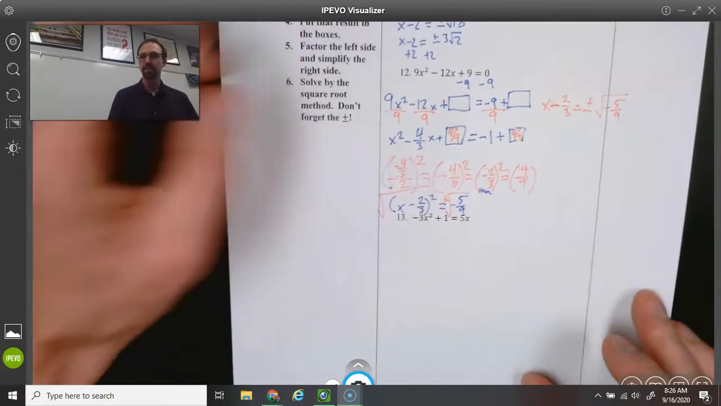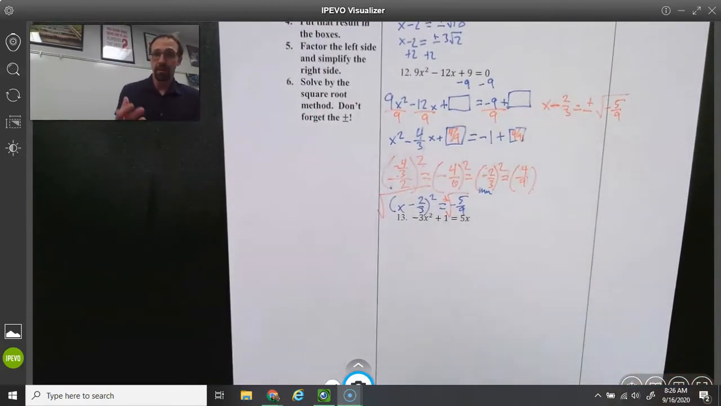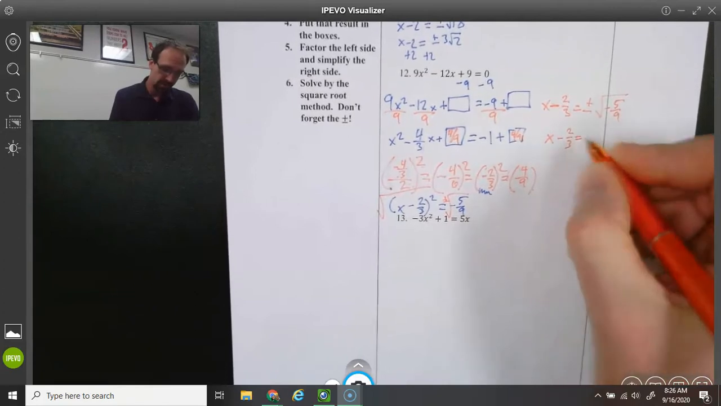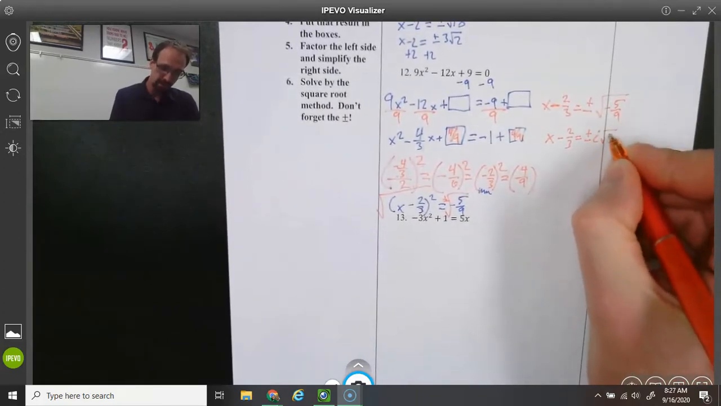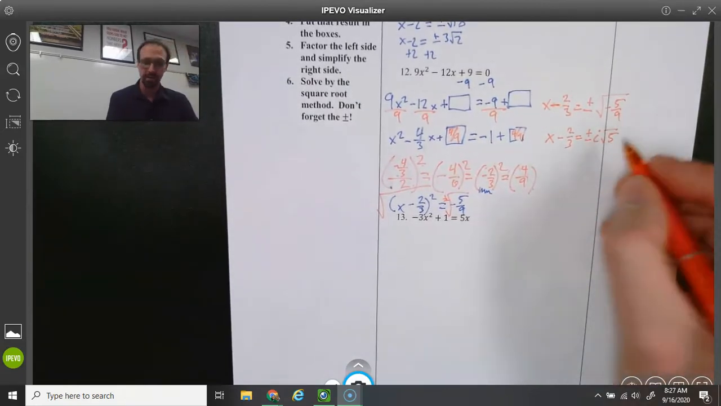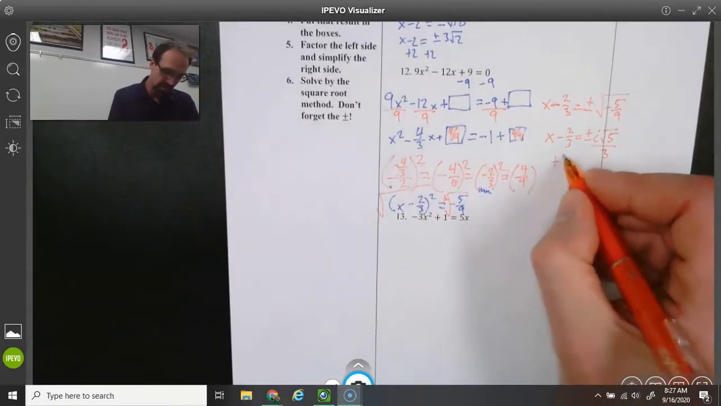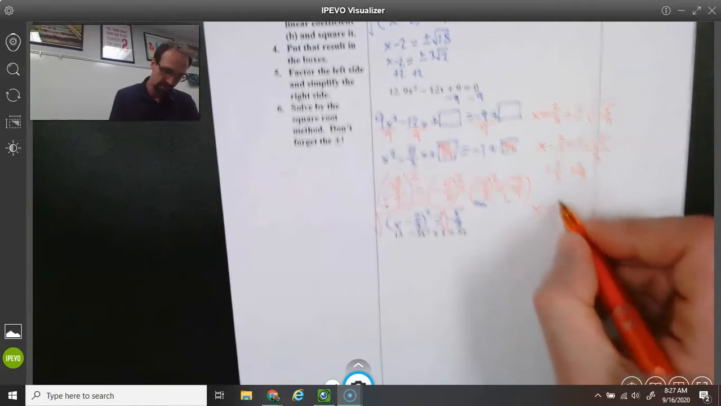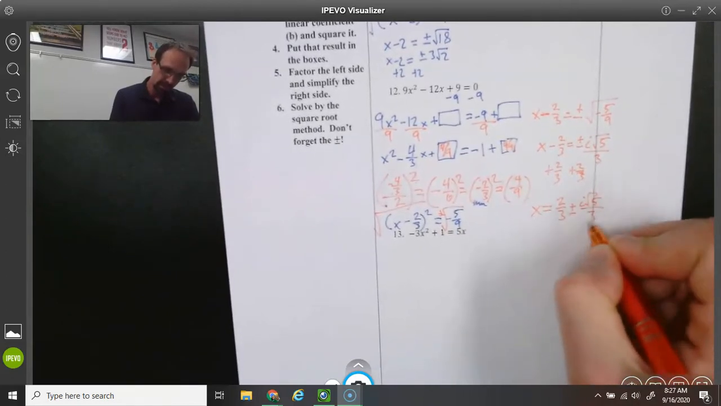Let's talk about the square root of negative 5/9 first. I can take the square root of both the numerator and the denominator, and I can pull out an i because of the negative number. So I'm going to have x minus 2/3 equals plus or minus i square root of 5, and if I take the square root of 9 in the denominator, I get 3. Then now I can add 2/3 on both sides. And I get x equals 2/3 plus or minus i square root of 5 all over 3.